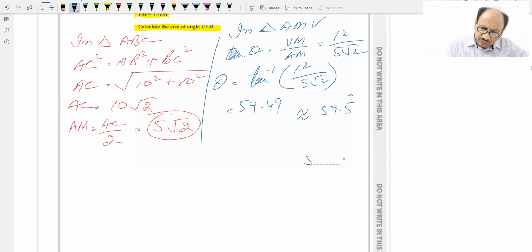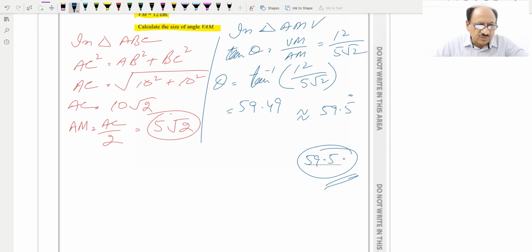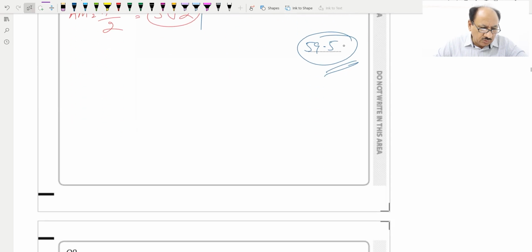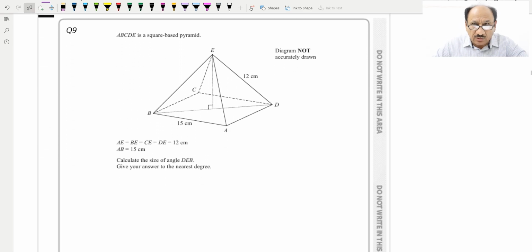So the answer will be 59.5 degrees. This will be the final answer for this question, and this is also a 4-mark question. So now we can move to the next question, which is question number 9.